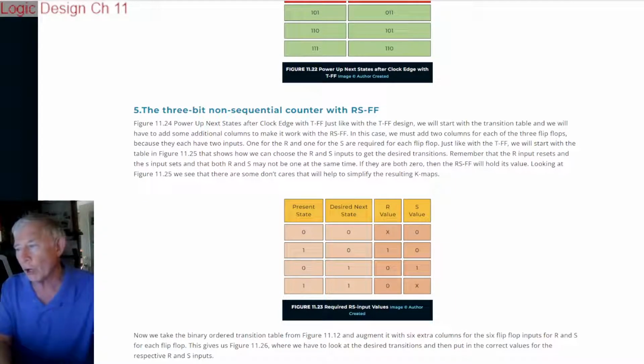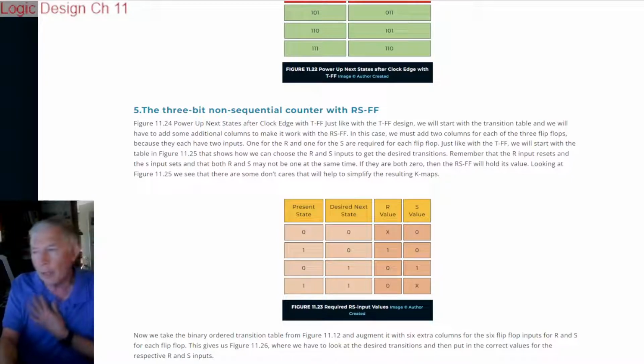What if we do it with an RS? Well, okay. So here now we have to augment our transition table with a column for the R and the S for each of our three flip-flops. Remember, if we go from 0 to 0, R can be a don't care and S has to be 0. If we're going from 1 to 0, R has to be a 1 and S must be a 0, because it can't be a don't care, because it can't also be 1.